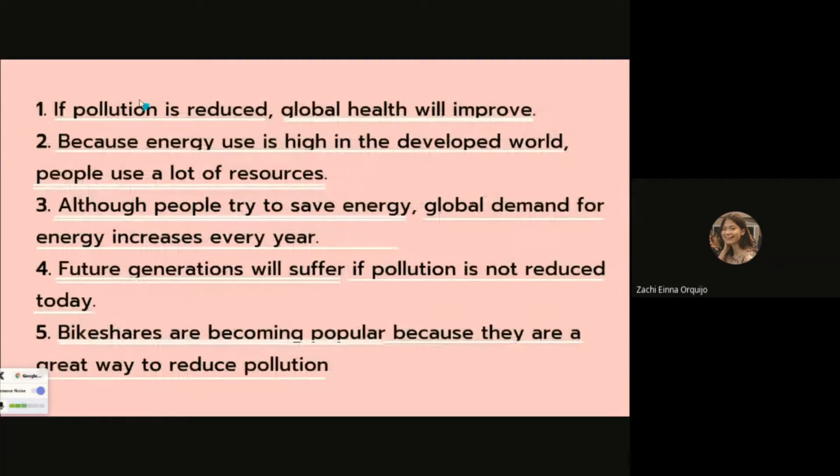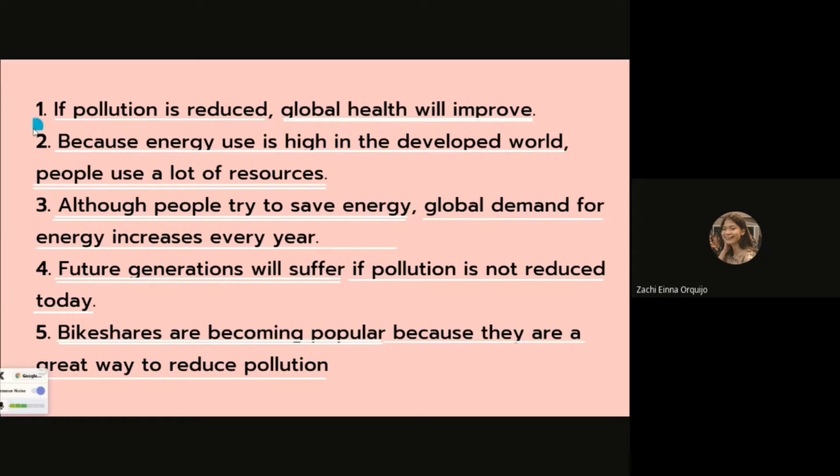So, sa unang sentence natin, if pollution is reduced, global health will improve. So, ang cause po natin or sanhi natin ay yung pagre-reduce ng pollution. So, kapag nabawasan yung pollution, ibig sabihin nun, magkakaroon ng improvement or magandang resulta sa ating global health. Kaya ang global health will improve ay effect. So we underline it twice. And the cause of this sentence is if pollution is reduced.